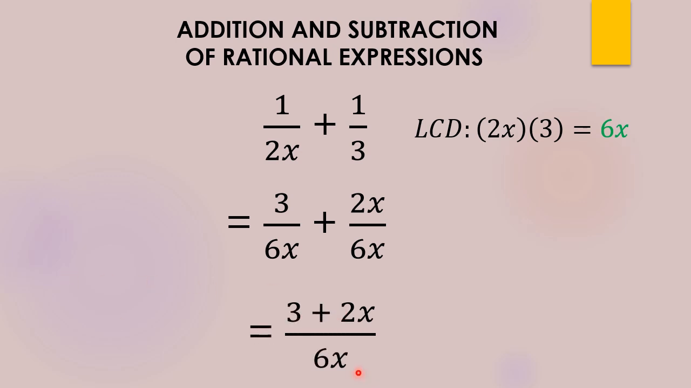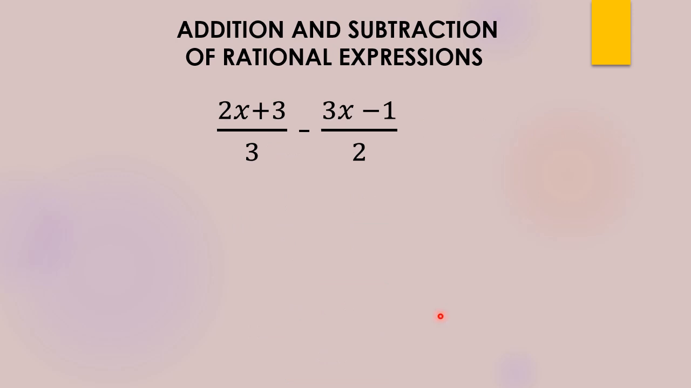So we just simply copy the denominator 6x, and then we combine the numerators 3 and 2x. So 3 plus 2x. So this is now our final answer because we cannot add 3 and 2x. We cannot combine these two because 3 is a constant and 2x has a variable of x. So therefore, our final answer is 3 plus 2x over 6x.